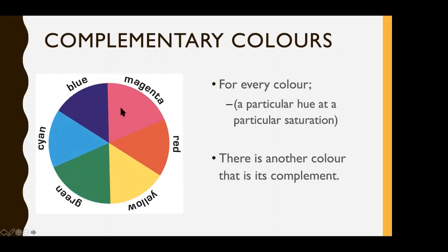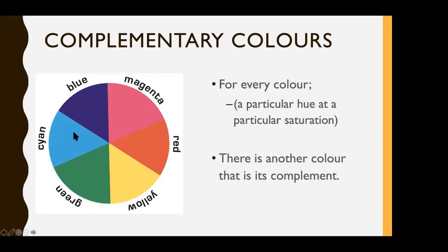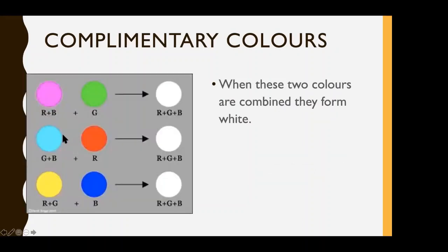Magenta, all these colors are combinations of their neighbors, right? So if you take the magenta as a combination of red and blue, you add that to green to get white. You take the cyan, which is a combination of green and blue, to red, you get white. You take the yellow, which is a combination of red and green, you get blue. I mean, sorry, you get white. Okay.